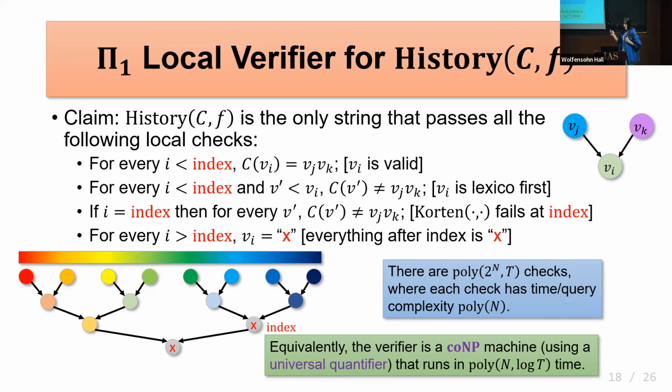What is the input to this co-NP machine? It has no inputs, but it has oracle access to the history, to something which may be a history. Yeah, you can think of the input as the history. The length of this history is O(T).